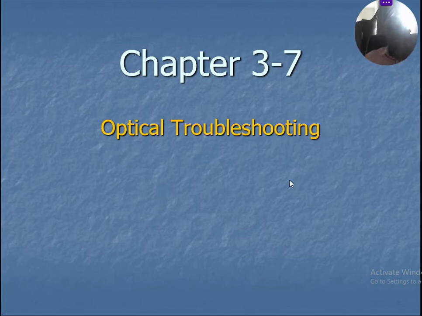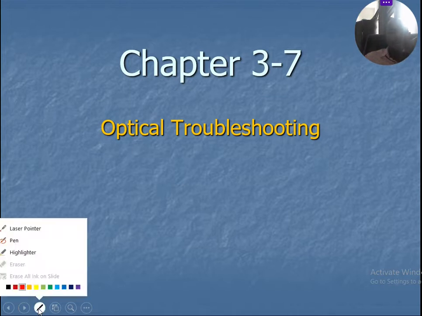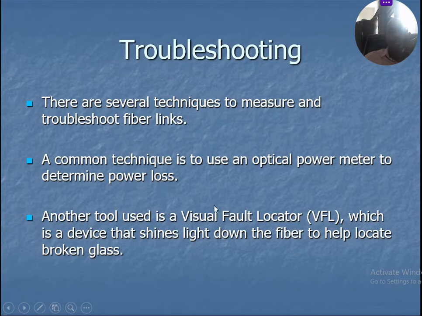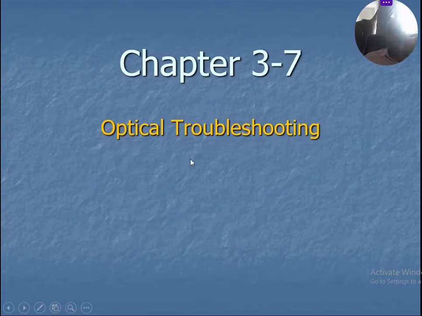Okay, hello students, welcome to chapter 3 part 7. This part is called Optical Troubleshooting. Okay, chapter 3 part 7, Optical Troubleshooting. So let's quickly move on. Without much ado, let's begin. Now the first part is what we call optical troubleshooting, which is chapter 3 part 7.